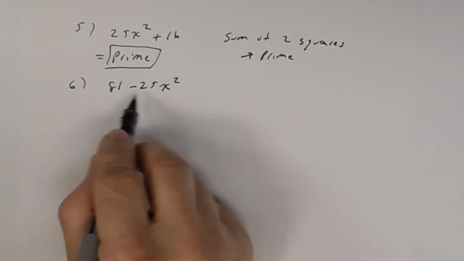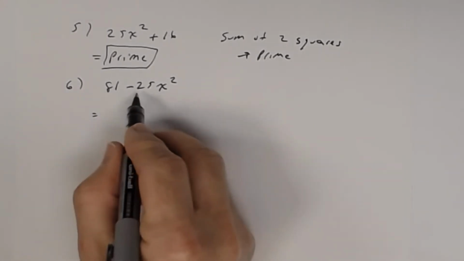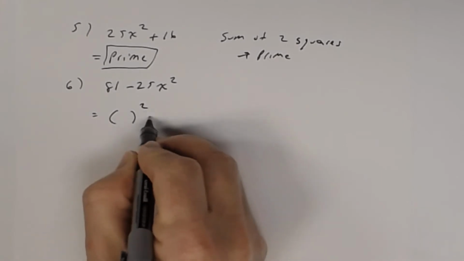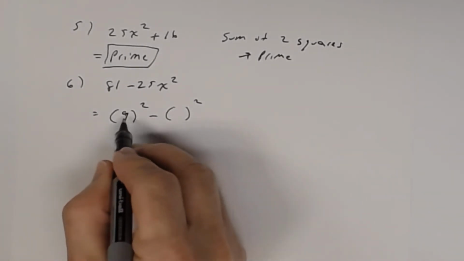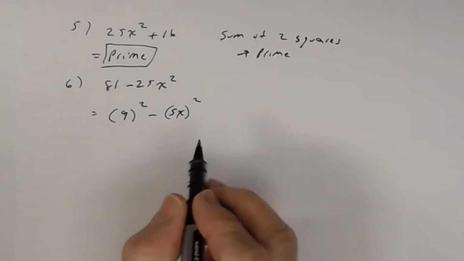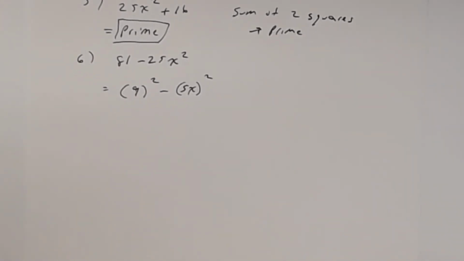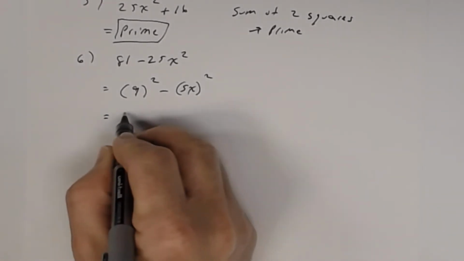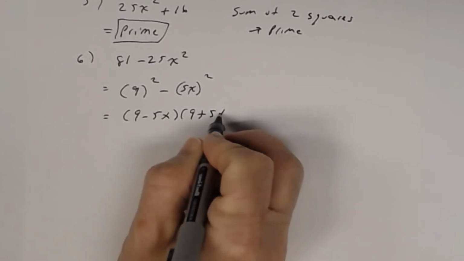Number 6, we have 81 minus 25x squared. So again, notice the GCF is 1. So I'm going to see if this is the difference of two squares, meaning that I can fill these in. So this is 9 and this is 5x, right? So 5x times 5x is 25x squared. 9 times 9 is 81. And so therefore you get 9 minus 5x times 9 plus 5x.